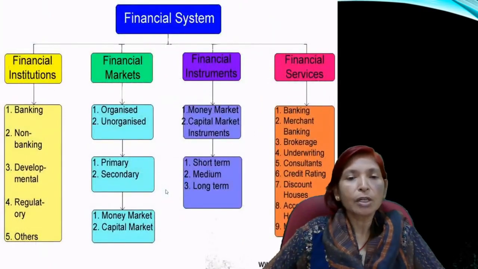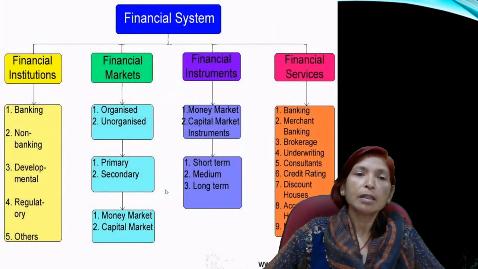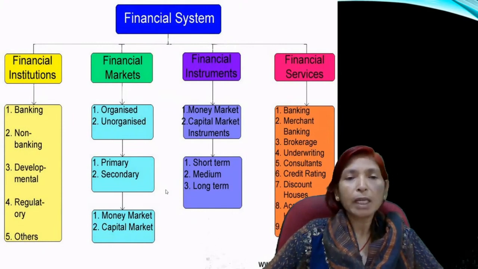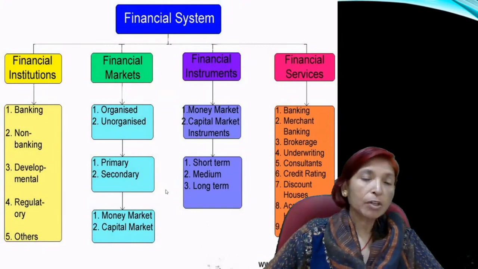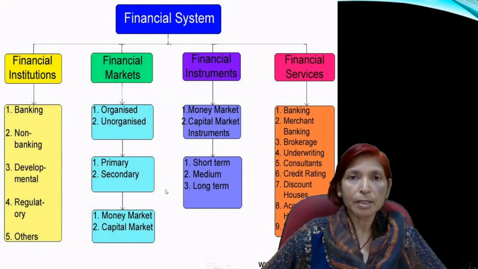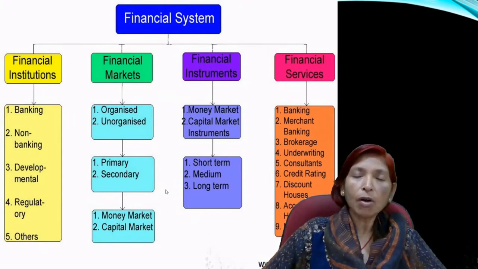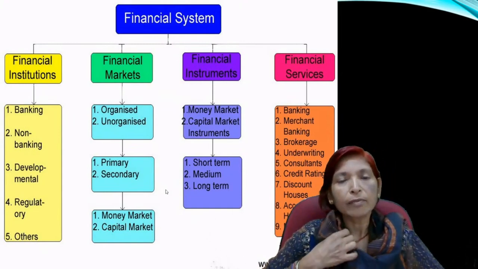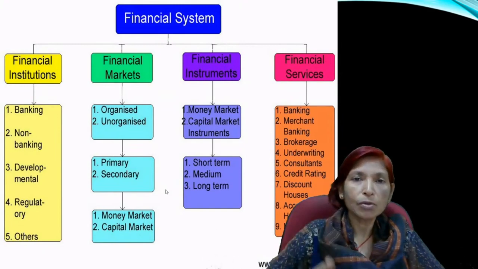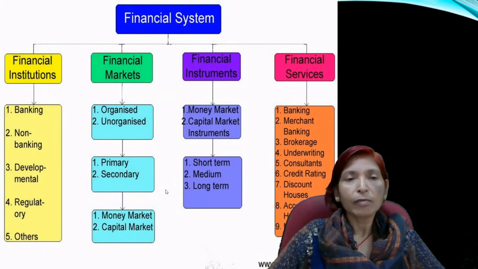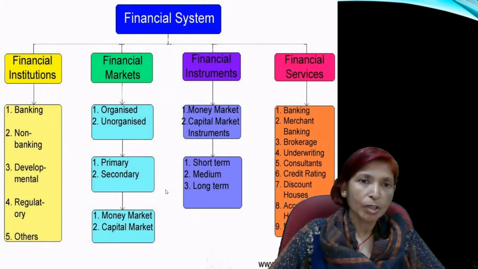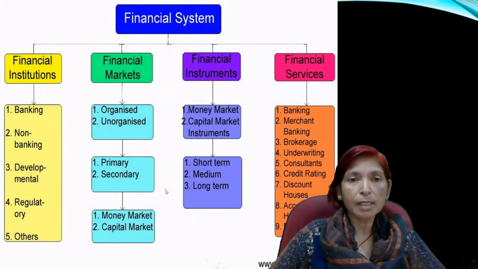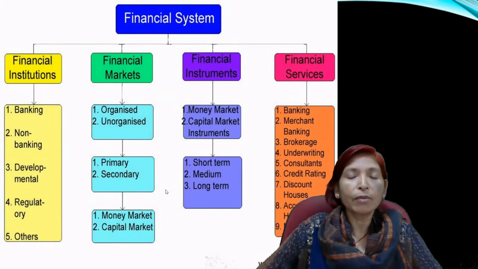Now next, the whole financial system can be classified into four main groups. Financial system is a very broad concept, and in the financial system, all financial things like financial institutions, financial markets, financial instruments, and financial services are included. So the financial system, which is a very broad concept, can be classified into four different groups.